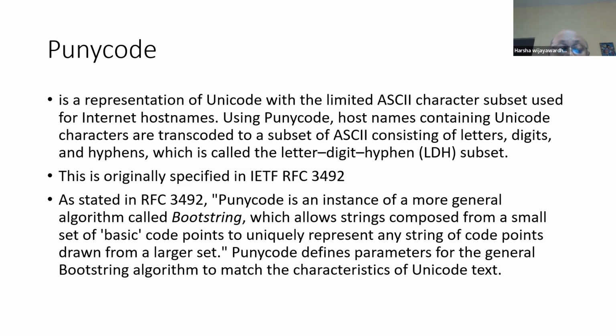As stated in RFC 3492, Punycode is an instance of a more general algorithm called Bootstring, which allows a string composed from a small set of basic code points to uniquely represent any string of code points drawn from a larger set. Punycode defines parameters for the general Bootstring algorithm to match the characteristics of Unicode text.